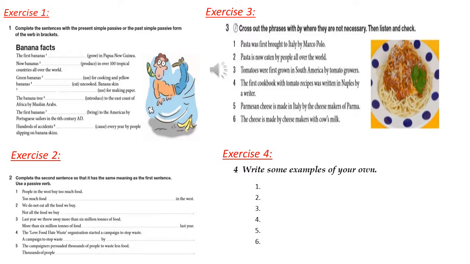Exercise 3. 1. Pasta was brought to Italy by Marco Polo. 2. Pasta is now eaten all over the world. 3. Tomatoes were first grown in South America. 4. The first cookbook with tomato recipes was written in Naples. 5. Parmesan cheese is made in Italy by the cheesemakers of Parma. 6. The cheese is made with cow's milk.